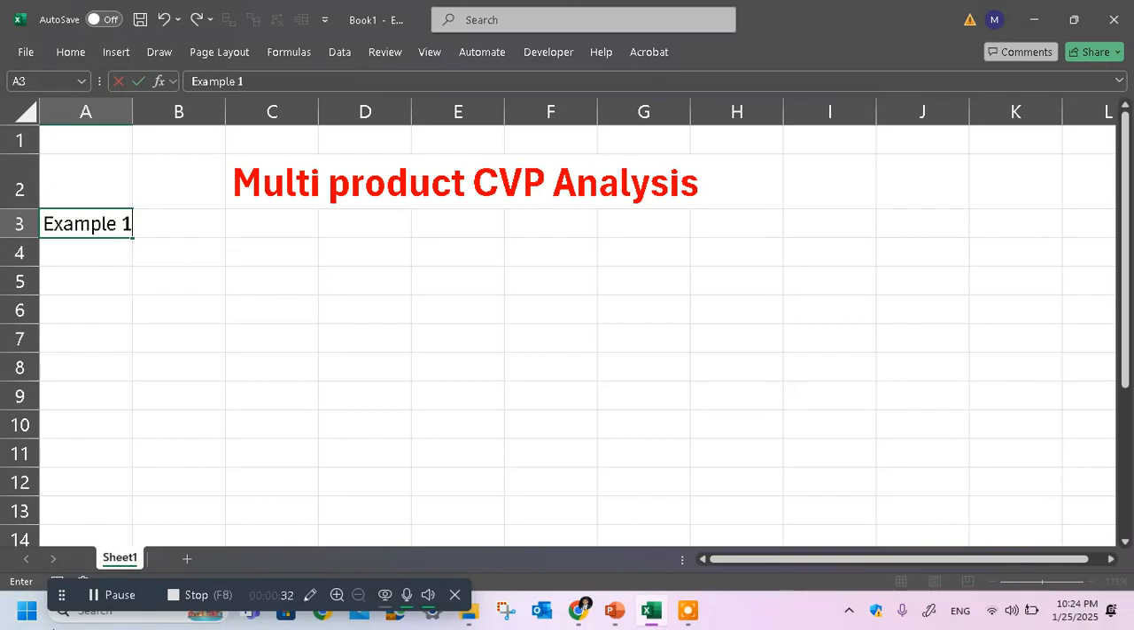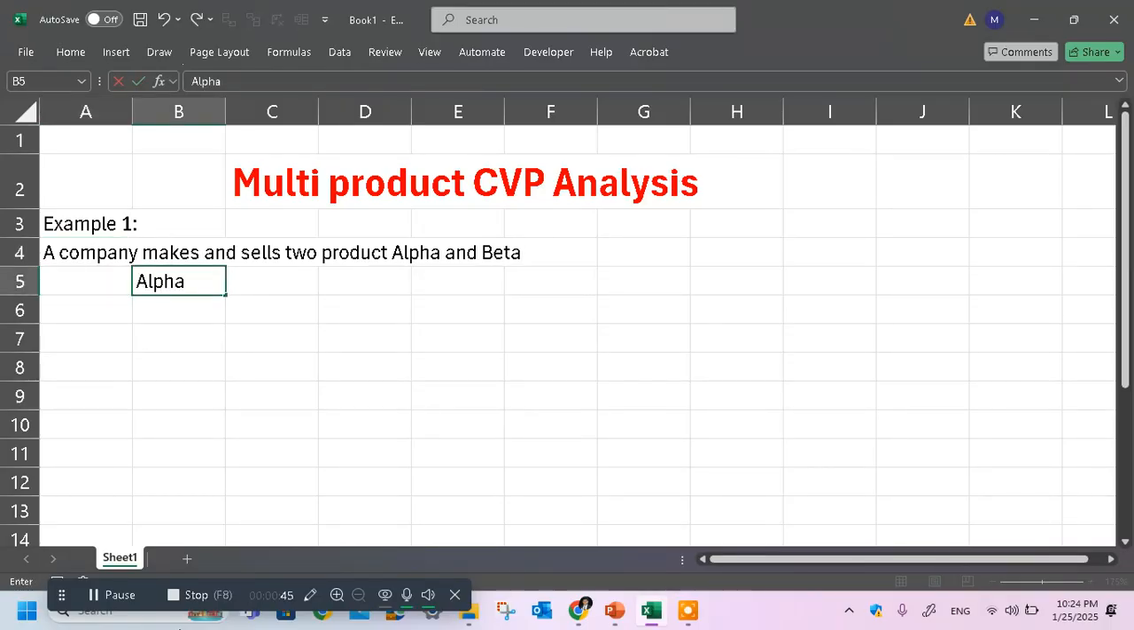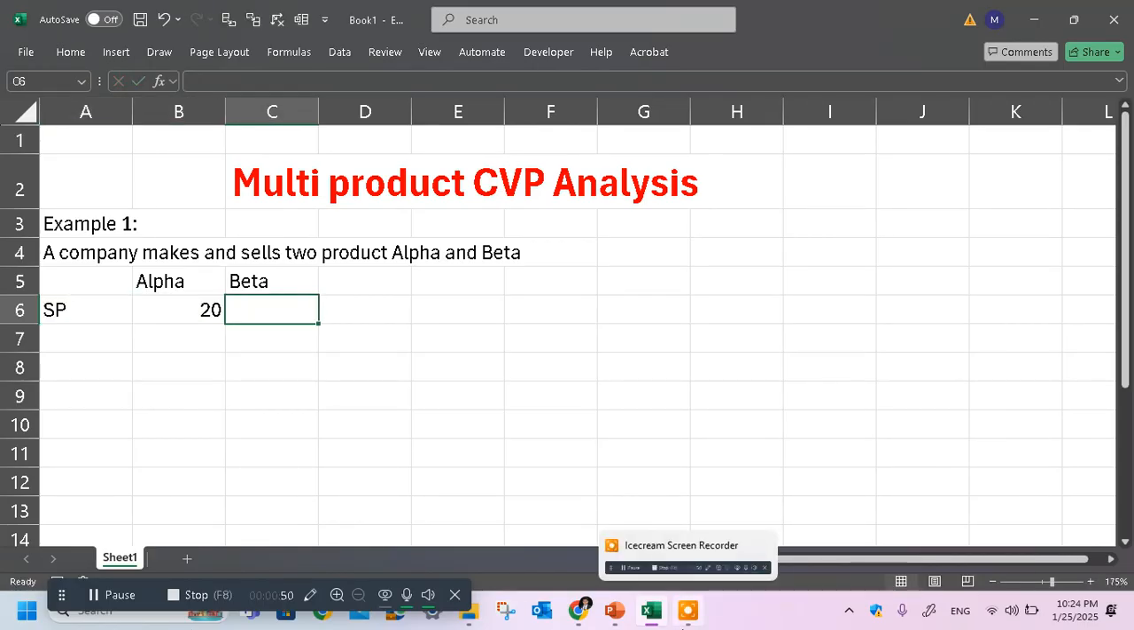Example 1. A company makes and sells two products, alpha and beta. Alpha, beta: selling price 20, 30; variable cost per unit 8, 15; sales volume 2000, 1000 units.